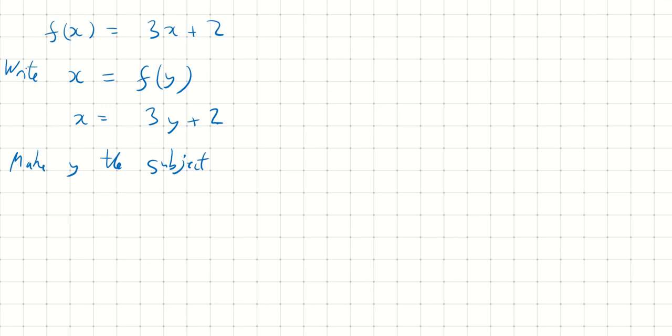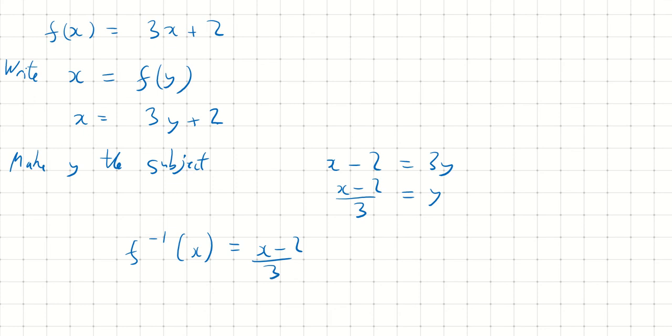So we had x = 3y + 2, so that means x - 2 = 3y, so (x - 2)/3 = y. We've made y the subject. And actually, this is now our inverse function. What we worked out as y is the inverse function. So f^-1(x) = (x - 2)/3. And that's the method we're going to use.